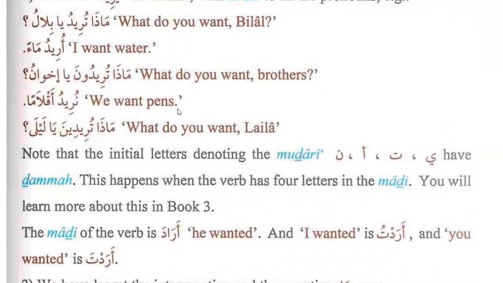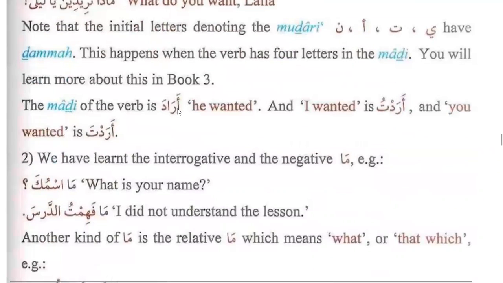The initial letters denoting the mudari' are noon, hamza, ta, ya, with a dhamma. This happens when the verb has four letters in the madi. You will learn more about this in book three. The madi of the verb is arada, he wanted, and I want is aradtu. And you wanted is aradta.